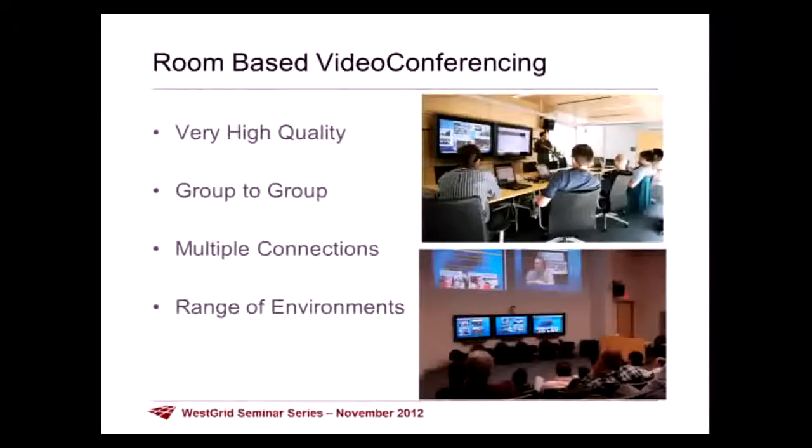These room-based systems can also be placed into a range of environments. So some of them even can be portable. These environments include classrooms, meeting rooms, boardrooms, theaters, and even research spaces. So very high quality and very practical.